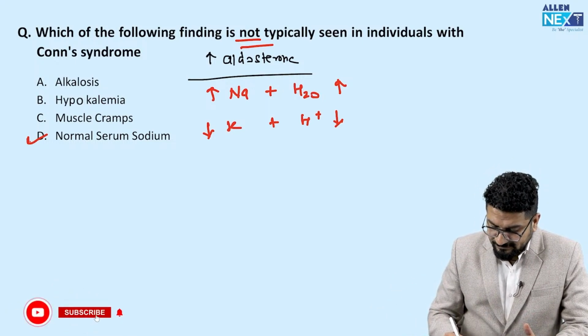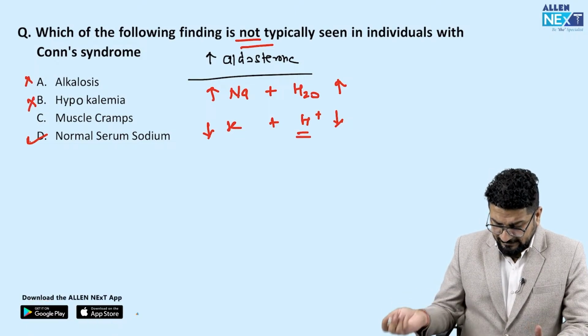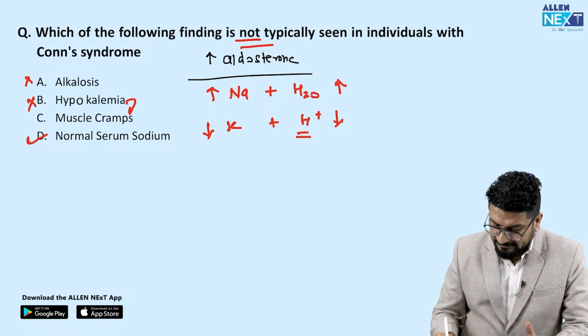There is less potassium, and loss of H positive, which will lead to alkalosis, and hypokalemia will produce muscle cramps.